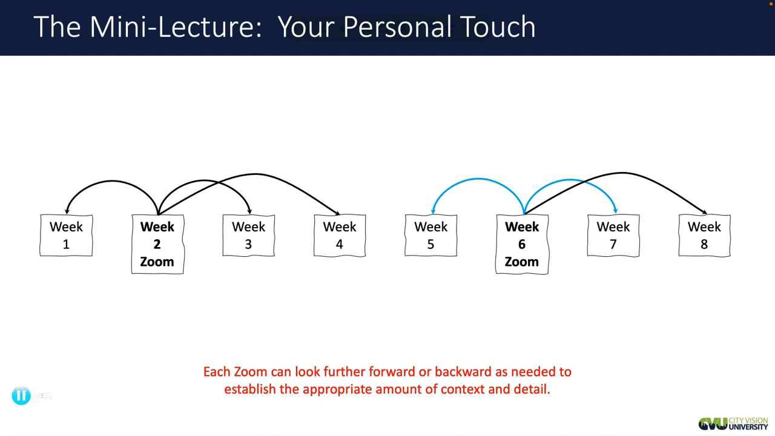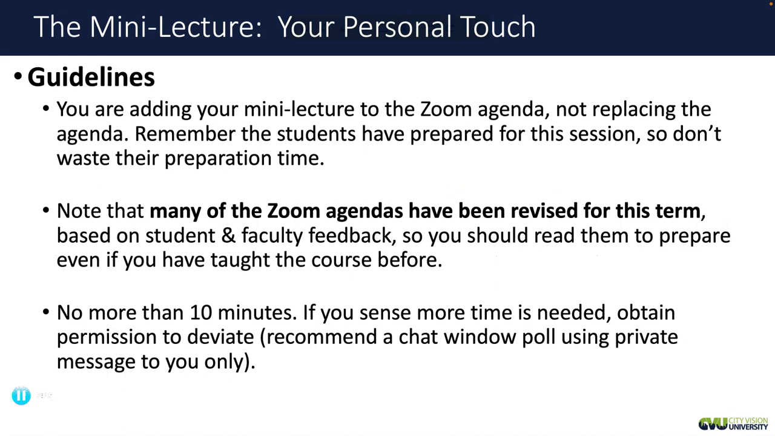Now, if you have a course that's got a week 4, well, then you'll be going back at week 3 and then showing your course in context for the week that you're in, as well as the week coming up in week 5. So that's an example of setting context.